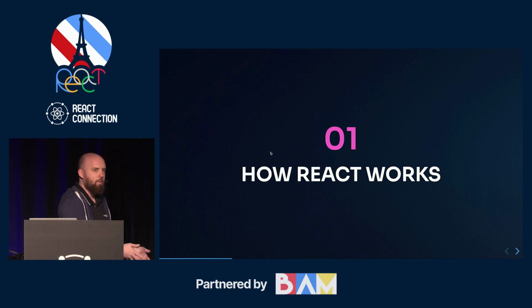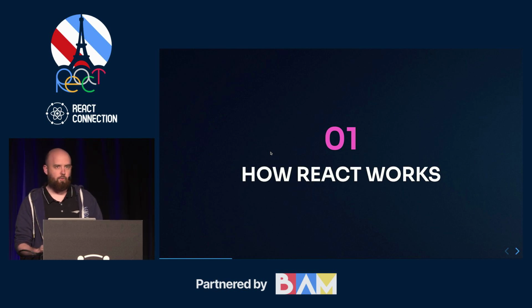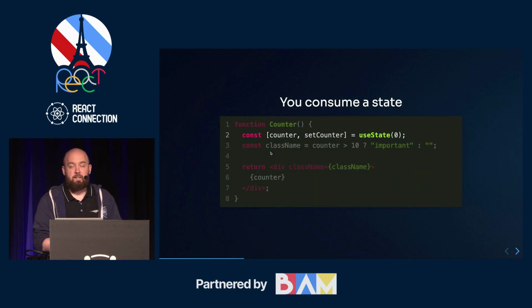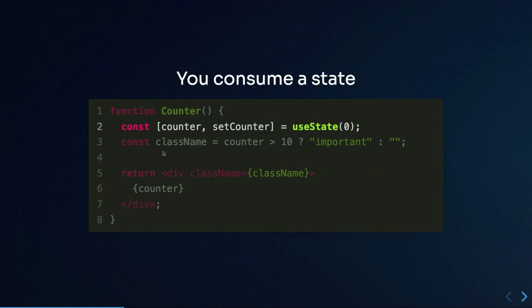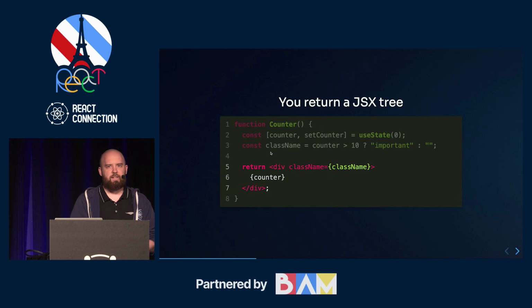Before digging into how we managed to do that, we are going to talk a bit about how React works under the hood. It's very simple, don't worry. First, you have a state in your application. React gives you this state using the useState hook. You consume this state, and you produce some JSX in output. This JSX is turned by React into a JS object.